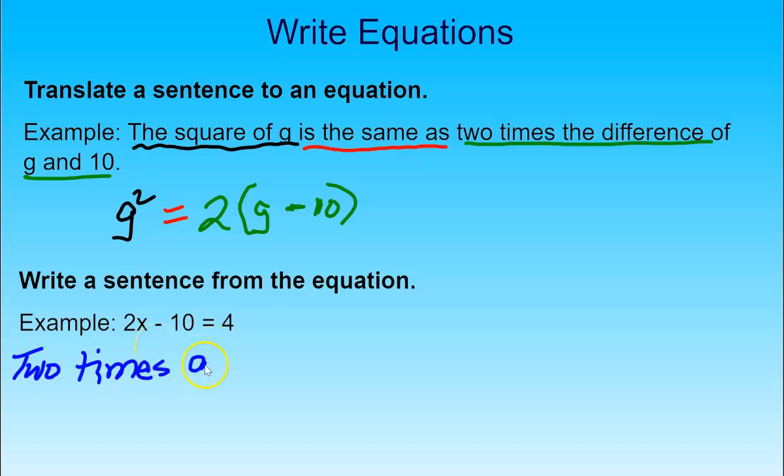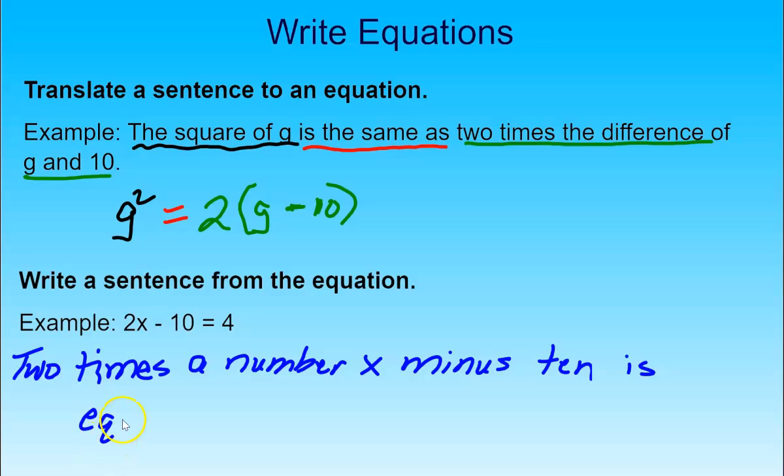a number, and then I'm going to put x because that's the variable they're using, minus 10 is equal to 4. So that is one way of writing that sentence.